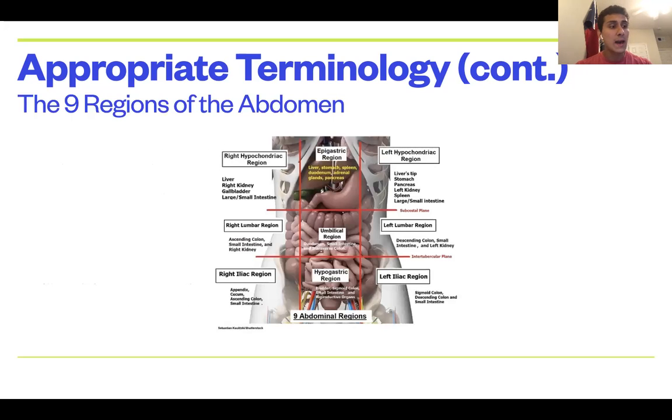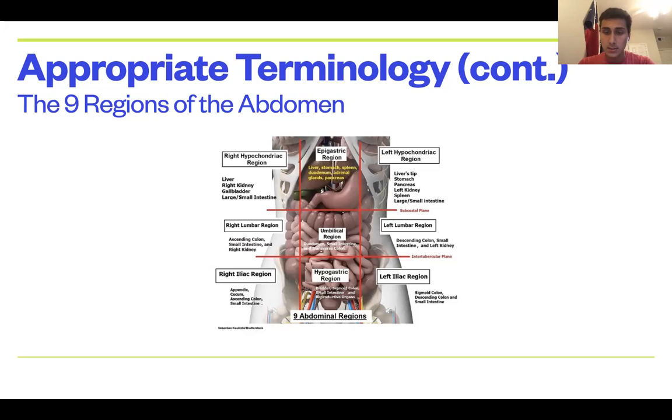So we also have 9 regions of the abdomen. So starting off right in the middle, the umbilical region. This is home of the duodenum, small intestine, and the transverse colon. And then we also have the epigastric region, which is directly superior on top of the umbilical region. And the epigastric region houses the liver, stomach, spleen, duodenum, adrenal glands, and the pancreas.